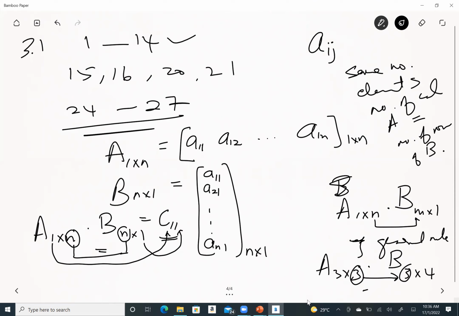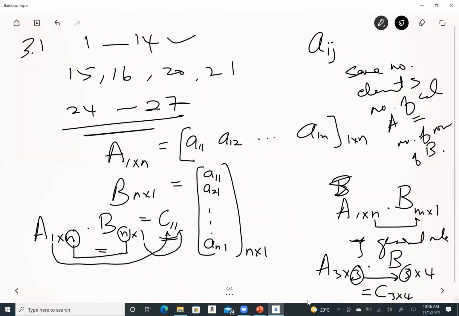Then it will be equal to C. The product matrix will be 3 by 4. Okay, right. But here, let's do the row and the column multiplication, because that will be the basis of multiplication.